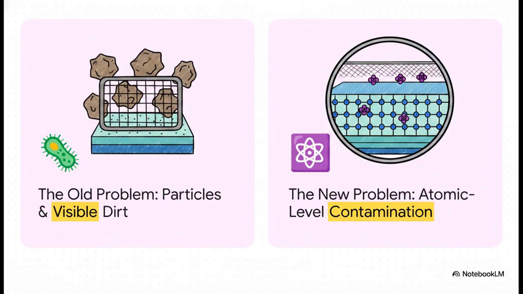This right here lays out the shift perfectly. We're not just fighting dust bunnies anymore. The real battle is against these rogue atoms, individual atoms that get stuck right where the magic happens, at the most critical interfaces in a device. And believe me, that's exactly where they can cause the most chaos.